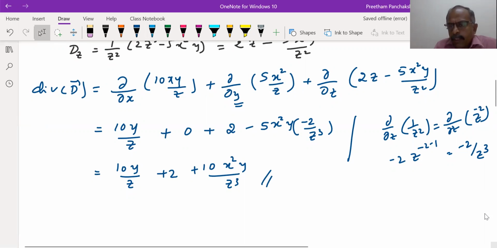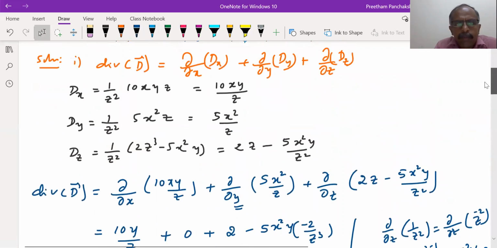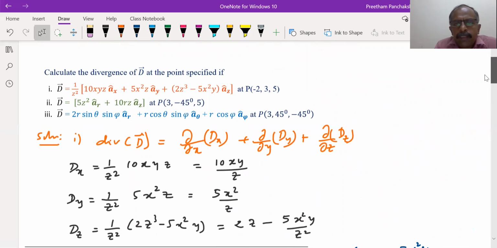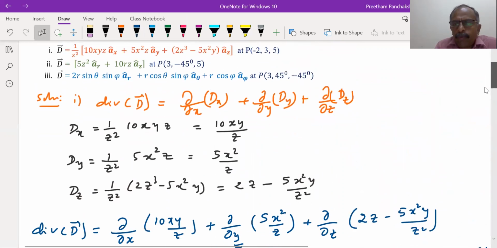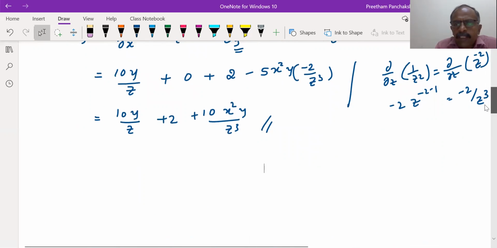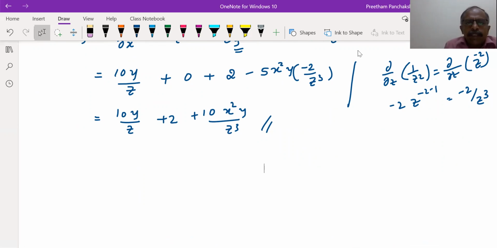But the divergence is asked at a specified point. Let us see what that point is. The point is minus 2, 3, 5. So whatever answer we got is the divergence of D at any point. Specifically, we need it at the point P of minus 2, 3, and 5.